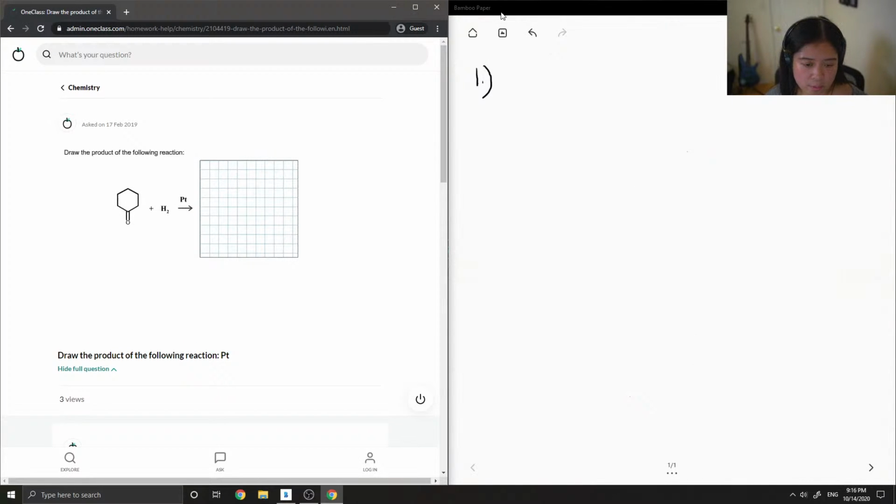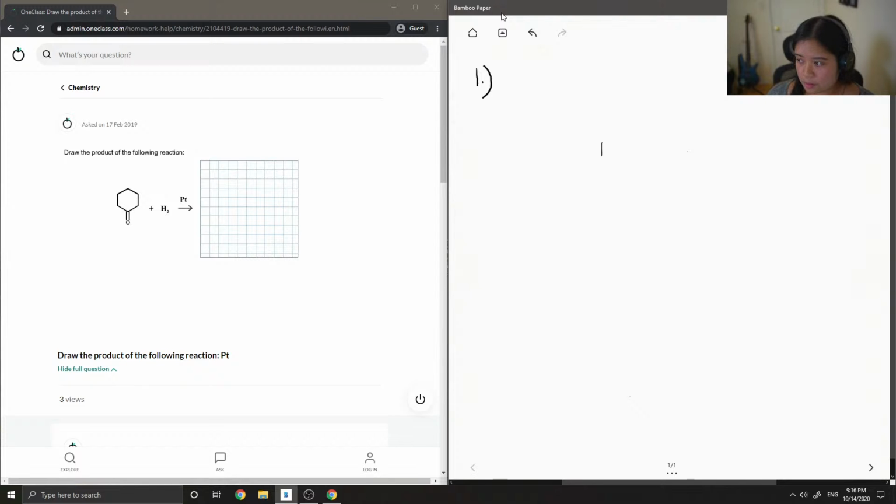Okay, so the first question asks, draw the product of the following reaction. I'm going to write it over here. So we have this cyclohexane group with a ketone. It reacts with H2 and platinum.